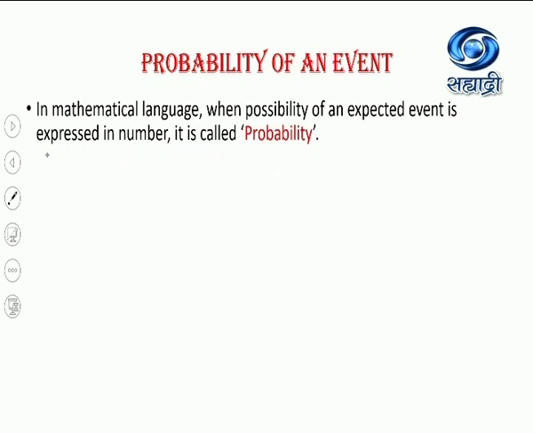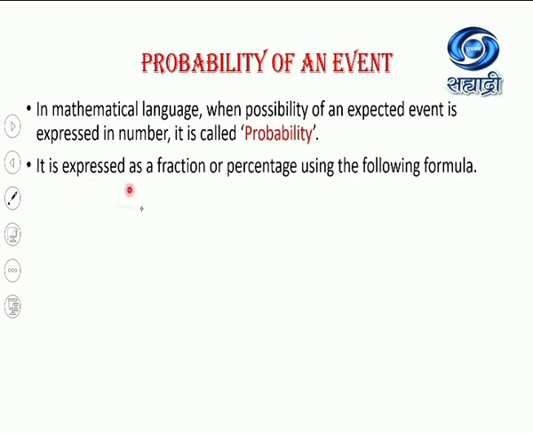See, I am repeating this. In mathematical language, when the possibility of an expected event is expressed in number, it is called probability. Now let me give one example. Whenever I am tossing a coin, what is the probability of getting head? 50%, because you all know there are only 2 possibilities. So there is a 50% chance of head and 50% chance of tail. Whenever I use a number to express this possibility, it is called probability.